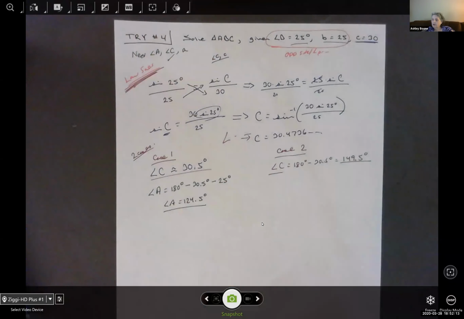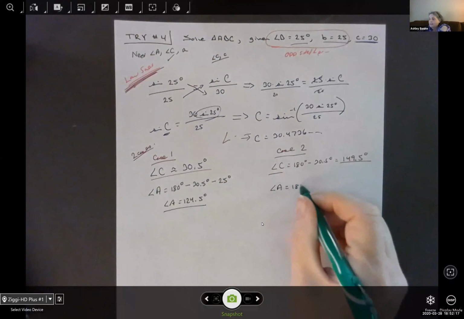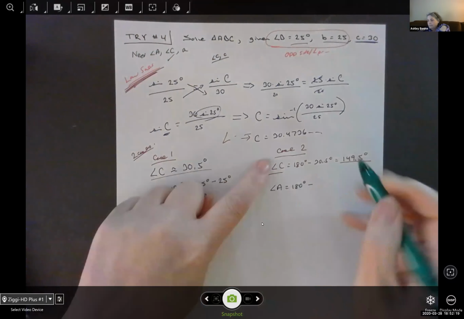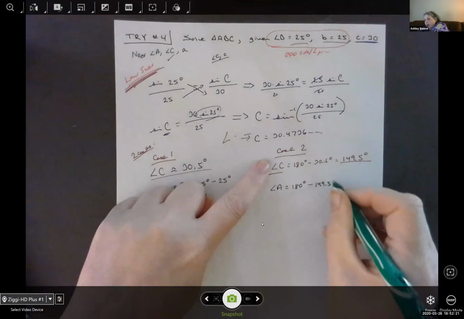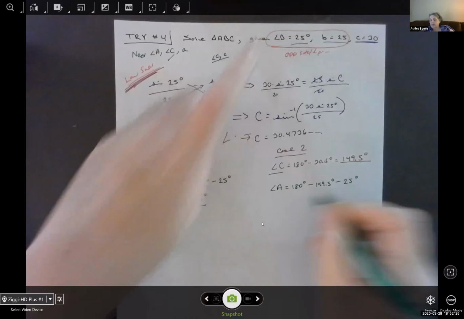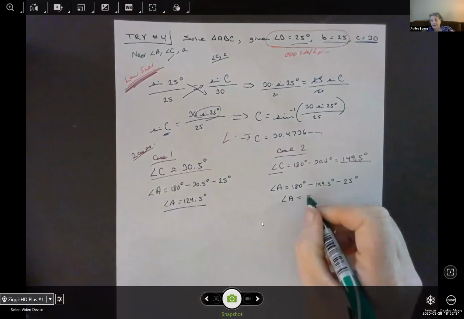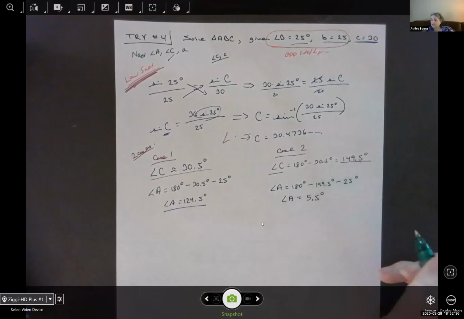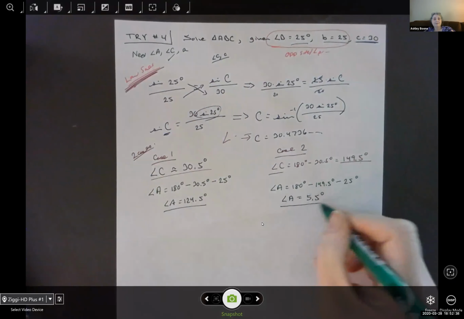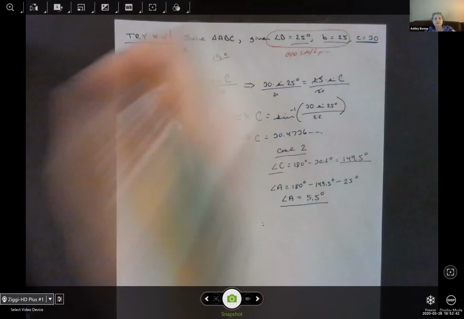Let's look at the case over here. Here, angle A would be 180 degrees minus angle C minus angle B. So in this case, we'd have 180 minus 149.5 minus 25. That's 5.5. It's positive. That's a very tiny angle, but it's still a very valid angle. So we now have angle A for each case.